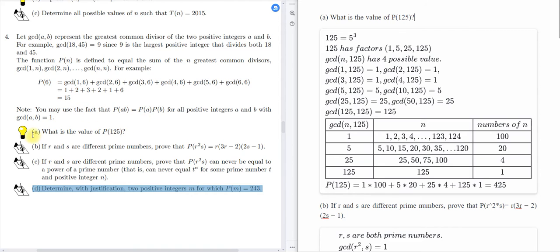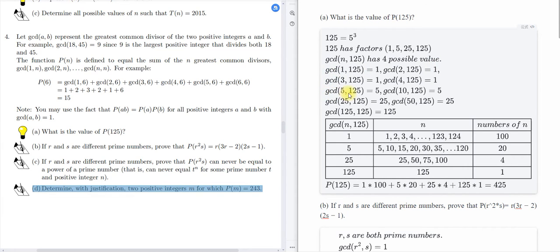Okay, let's see part A. What is the value of P(125)? 125 equals 5 to the power of 3. 125 has factors 1, 5, 25, 125. So GCD(n,125) has 4 possible values.